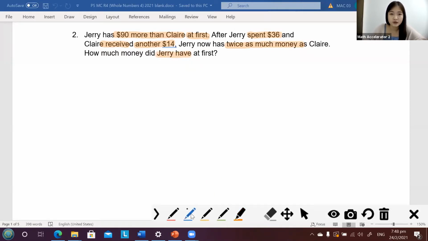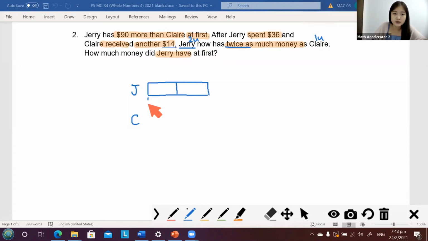So if you picked up the strategy in question 1, if you're confident, go ahead, you can start drawing the model by yourself, then check back with me after you're done. For those of you who are still unsure with question 1, just follow along with me when I'm drawing the model. So we have Jerry and Claire. We're going to start at the end, which is the twice as much money as Claire. Twice, which means Jerry 2 units, Claire 1 unit. Annotate in your question. So we're going to draw 2 units here for Jerry and 1 unit for Claire.